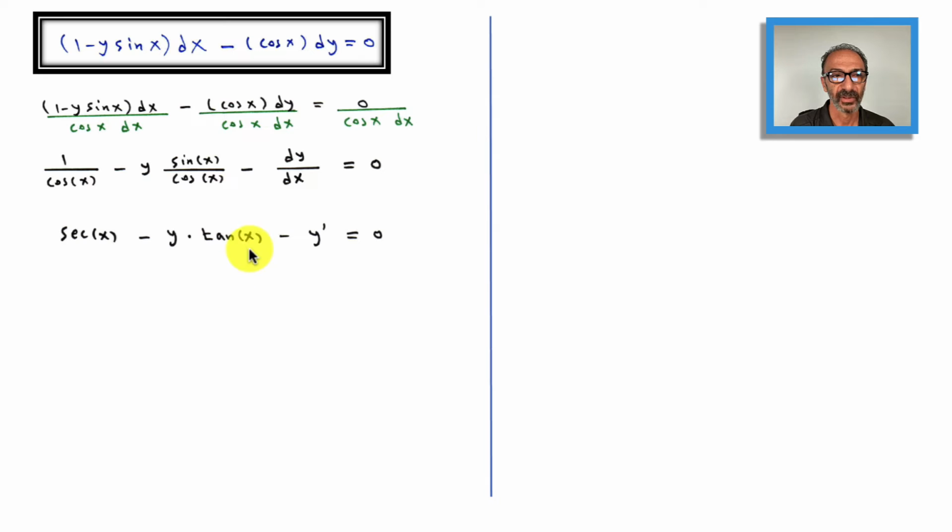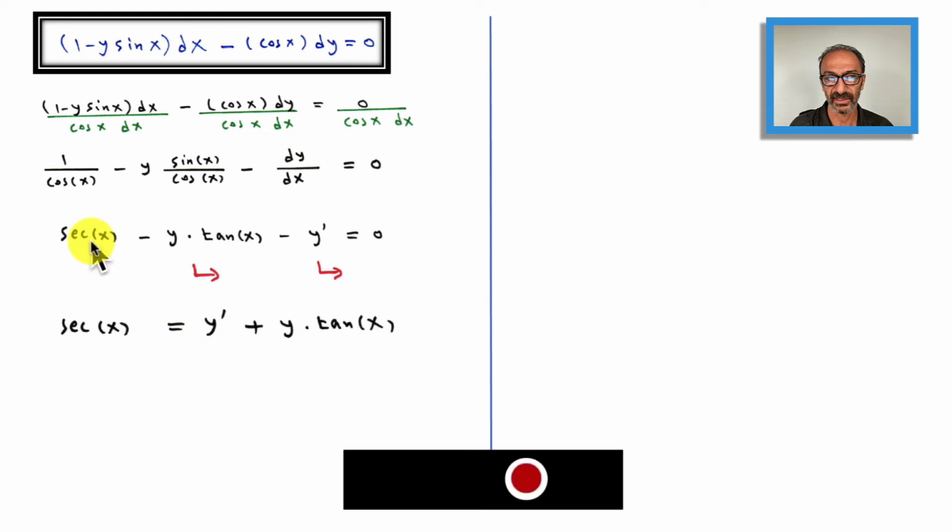So this is y prime. Sine x over cosine x is tan x. 1 over cosine x is secant x. Moving this to the right side, I get the following. So on the right side, I have y prime plus y tan x. Left side is just secant x by itself.